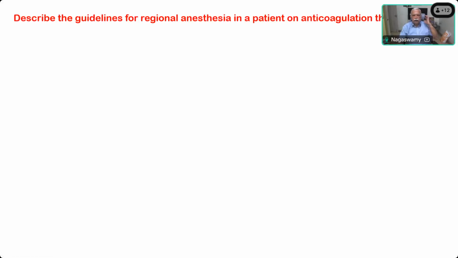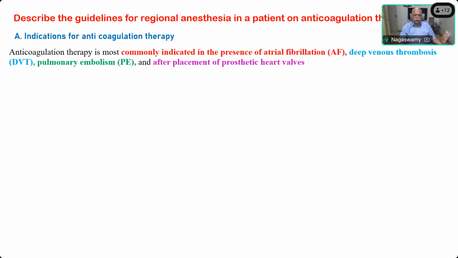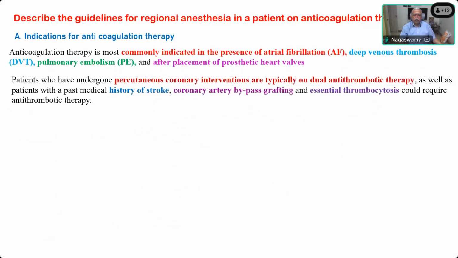So this is the guidelines for regional anesthesia in patients on anticoagulation therapy. What are the indications for anticoagulation therapy that you should know? It is most commonly indicated in the presence of atrial fibrillation, deep vein thrombosis, pulmonary embolism, or prosthetic valves, and in patients who have undergone stenting, who will be on dual antiplatelet agents, or patients who had a previous history of stroke or a CABG. All these patients require antithrombotic therapy.